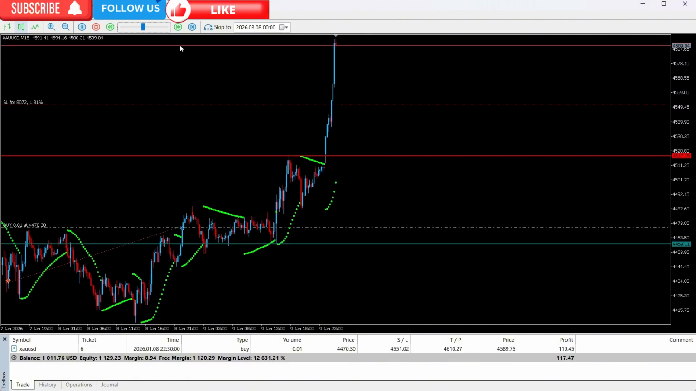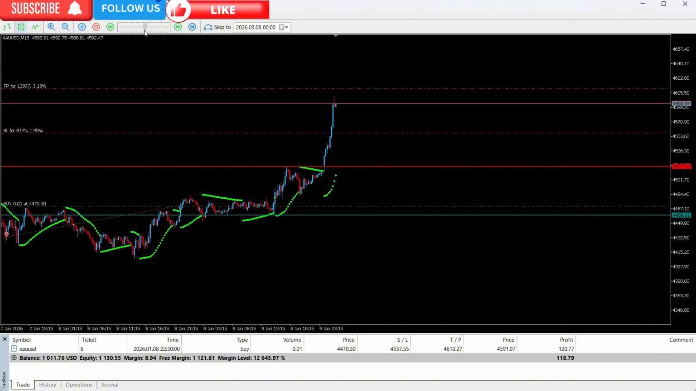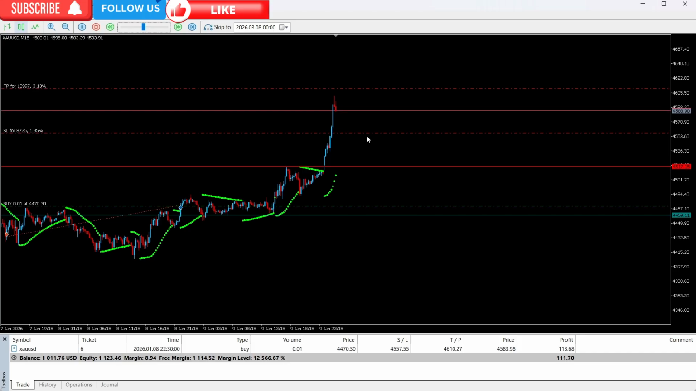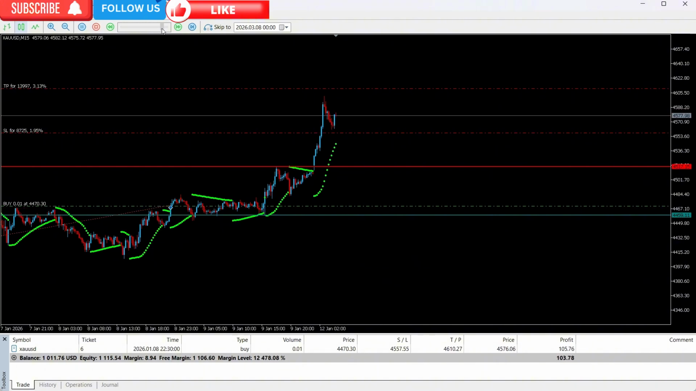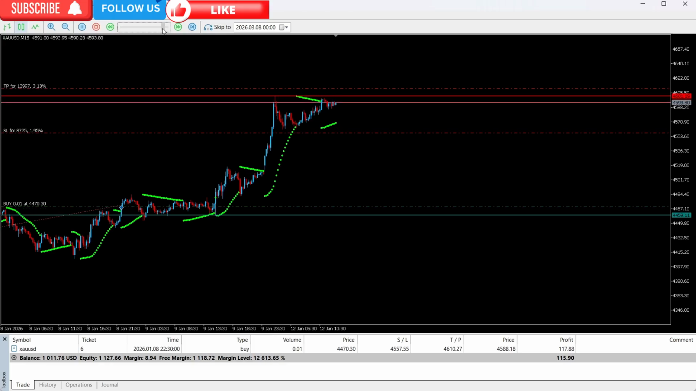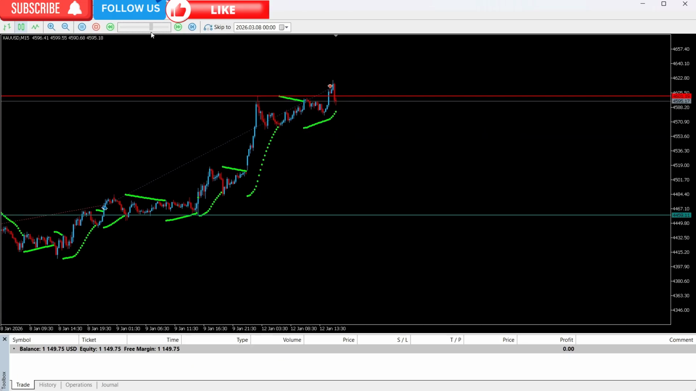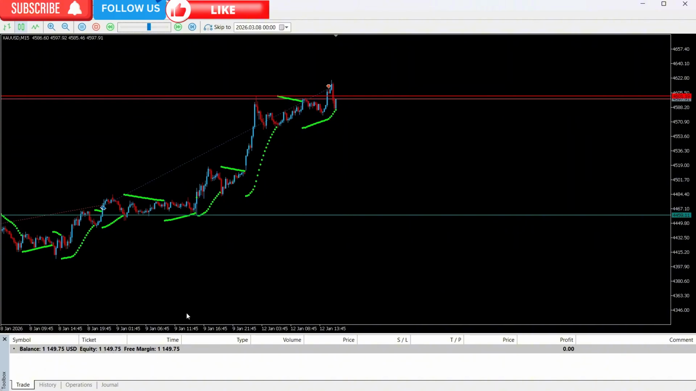Trailing stop is moving up. Now, this might have been a full winner. See, that's why I optimized the robot to give the trailing stop a nice bit of breathing room. And there we go. Bang, there's a full winner. So as you can see, the account's already grown to $1,150.